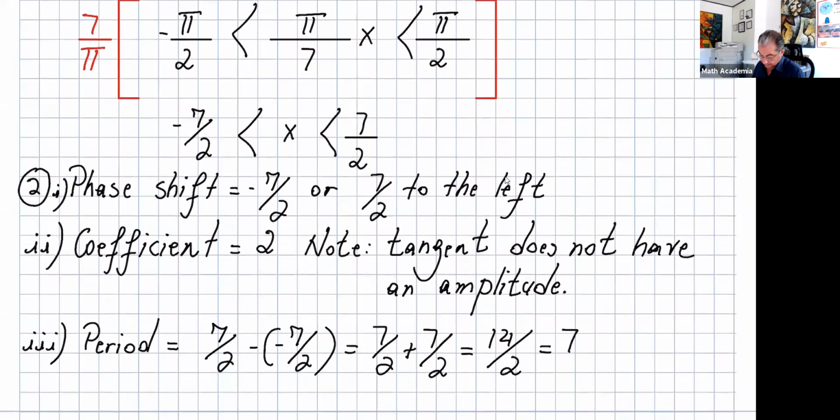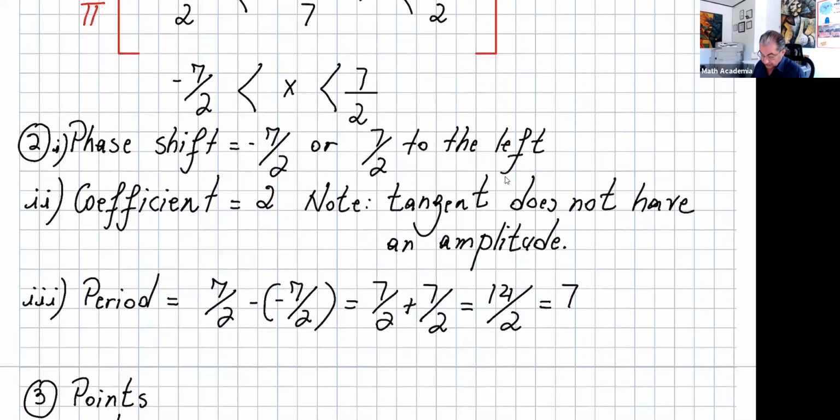Phase shift, which is the horizontal shift, is always that number, -7 over 2, or sometimes they take the absolute value of that number, 7 over 2, but you know it's going to be to the left because it's negative.